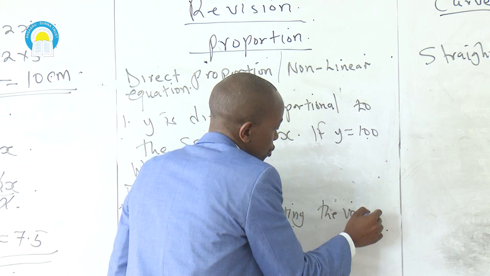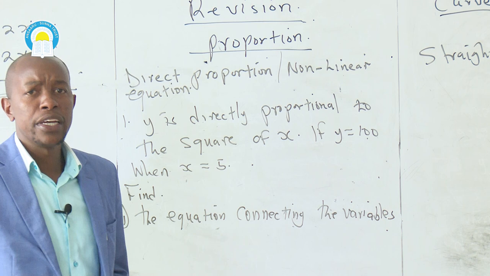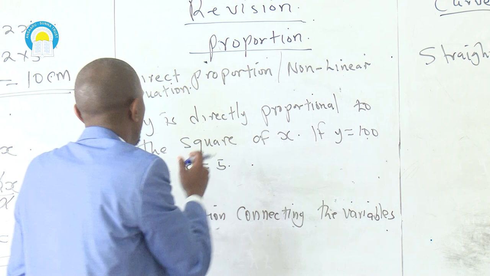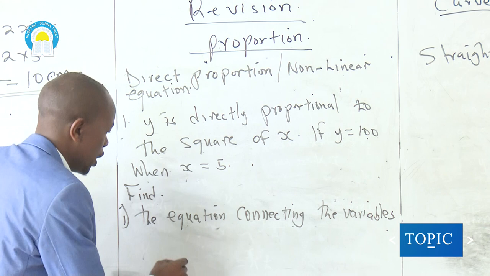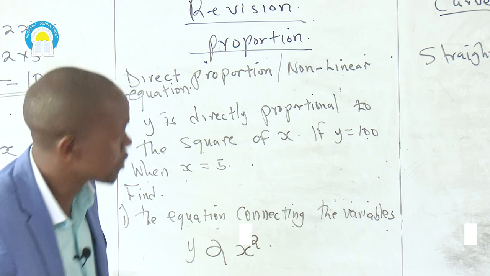You see, the formatting of these questions is the same. But you have to be in a position to differentiate between the linear and nonlinear questions. Now, let's see. y is directly proportional to the square of x. Of course, this is a direct proportion. So we say y varies directly as the square of x, meaning that it is x squared.